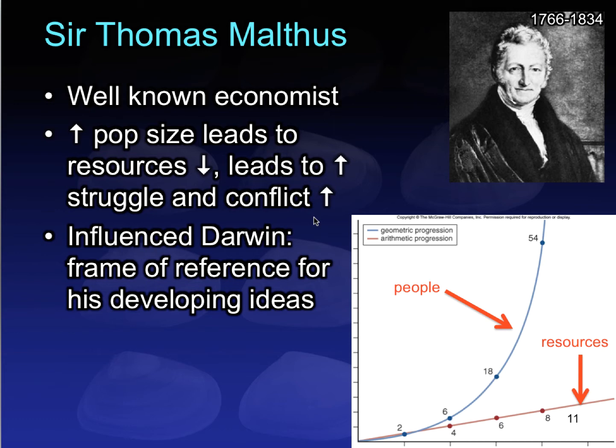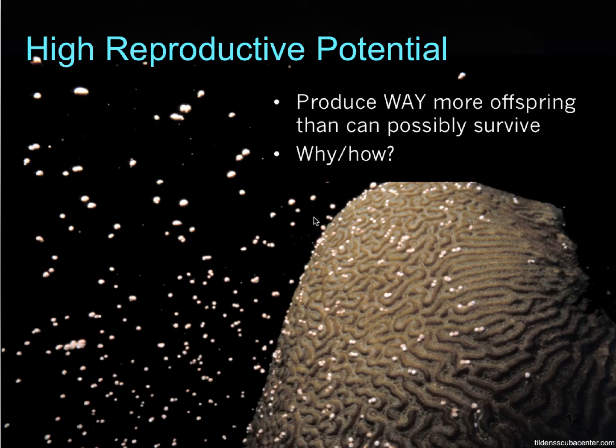how they might adapt to new environments. So, along with Malthus's information, Darwin also pieces together a few other observations that he had made on his voyage around the world on the Beagle. Number one is high reproductive potential. All animals and plants have the capacity to produce way more offspring than can possibly survive. Not that they always do, but that they have the ability to do so.